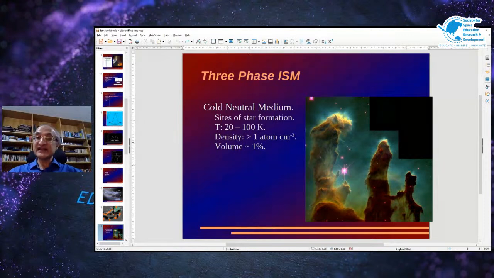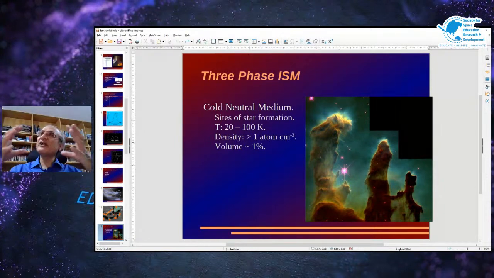The temperatures in these clouds are as low as 20 degrees in the center, maybe rising up to 100 degrees near the edges. The density is maybe an atom per cubic centimeter near the edges and as much as 1,000 atoms per cubic centimeter near the center.